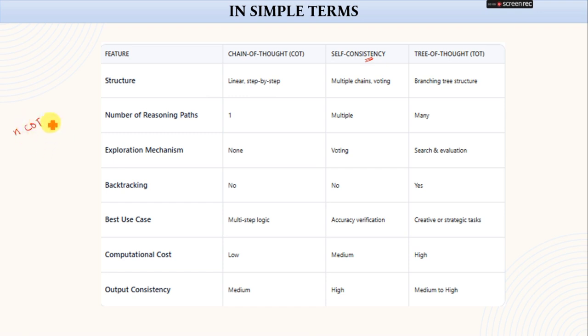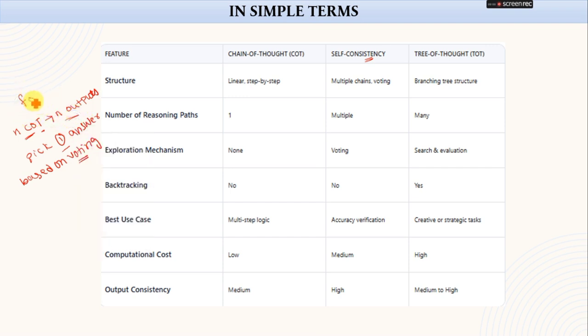So, what is self consistency prompting? Self consistency prompting builds upon chain of thought by generating multiple reasoning paths for the same question and selecting the most consistent or common answer. Instead of relying on a single chain of thought, the model explores different ways to solve the problem and picks the one that appears more frequently or makes the most sense across multiple attempts. Here you ask the model to generate several answers using chain of thought, then select the most consistent one.